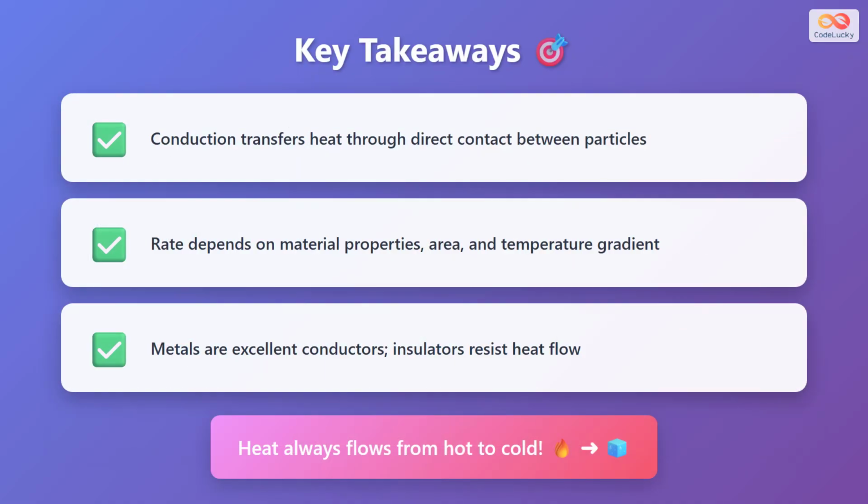Let's review the essential concepts about conduction. First, conduction is the transfer of heat through direct contact between particles, with energy flowing from hot to cold regions. Second, the rate of conduction depends on four key factors: the material's thermal conductivity, the cross-sectional area, the temperature gradient, and the thickness of the material. Third, metals are excellent heat conductors due to their free electrons, while insulators like wood and plastic resist heat flow. Always remember this fundamental principle. Heat always flows from hot to cold. Understanding conduction helps us design better thermal systems, improve energy efficiency, and explain countless phenomena in our daily lives.